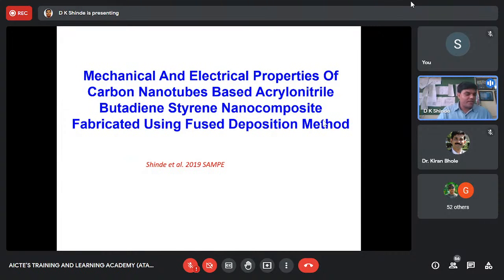This is a little bit about what I have planned, to help you understand more about nanotechnology and how it is going. Let's start with the first topic: I want to present the mechanical and electrical properties of carbon nanotube based acrylonitrile butadiene styrene (ABS) material, which we call a nanocomposite, fabricated using fused deposition methods. This paper was already published in a Scopus publication of SAMPE in 2019.